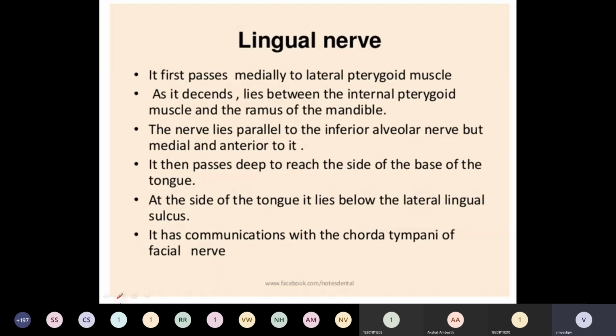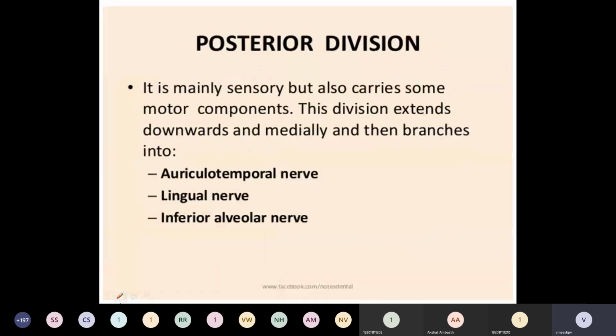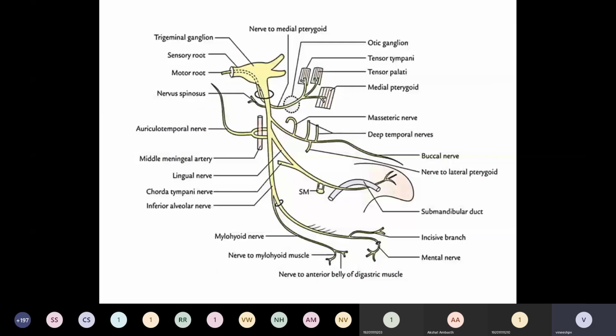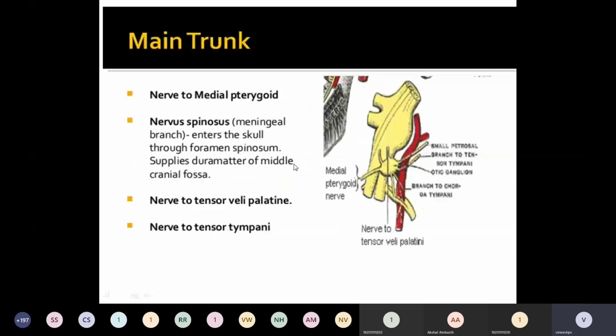And this lingual nerve has a communication with the facial nerve. That communication branch is known as the chorda tympani nerve. So the lingual nerve communicates with the facial nerve by the chorda tympani nerve.